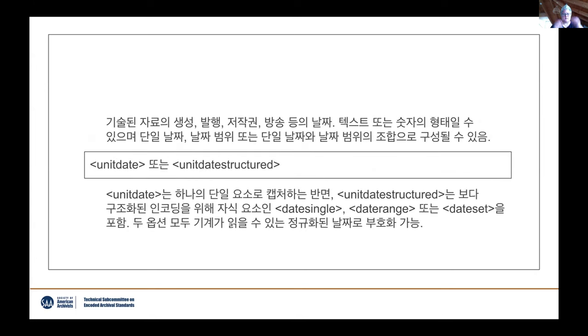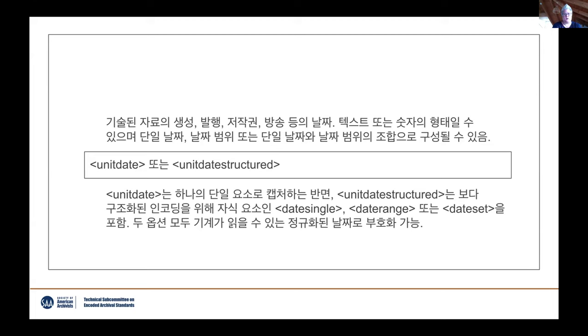For the dates of the described materials, there are two variations of how you can encode them in EAD3. Both of them allow you to include either text or numbers, like the 21st of May example that we had earlier. And they also allow you to include normalized dates in both cases. They also allow you in both cases to encode either a single date, a date range, or a combination of both. The main difference between unitdate and unitdatestructured is that structured part.